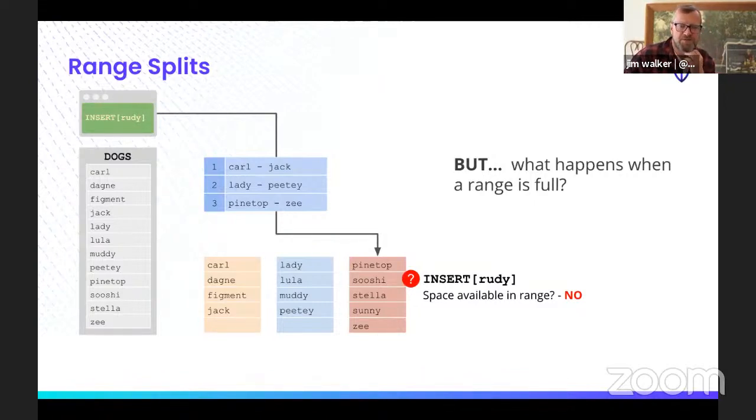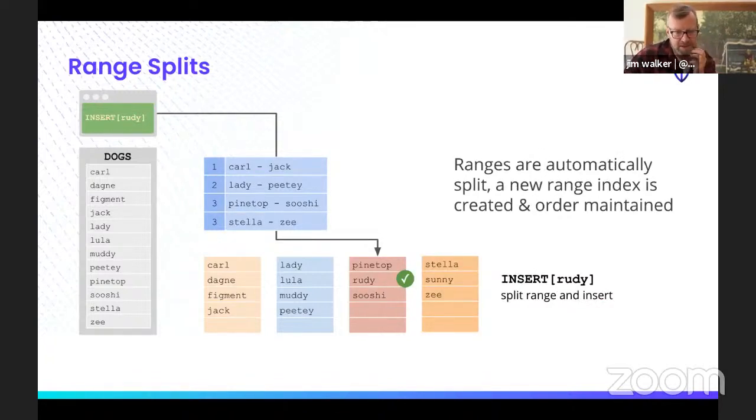Well, this range is full, right? I don't have space here, right? Because I just added Sunny, right? And so what happens is underneath the covers, Cockroach is going to take that range and automatically split it. And a new range index is created and we maintain order. So now I have space to insert this record and I insert it and everything looks great.